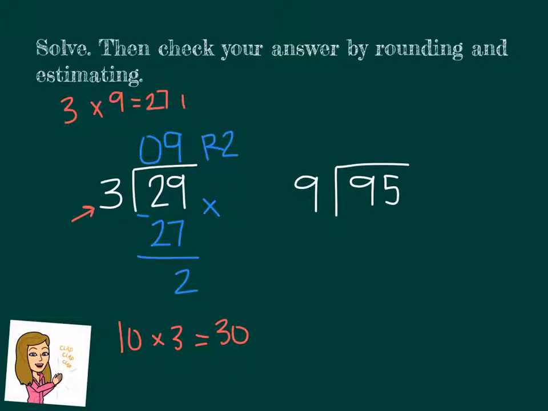And then you add the remainder, which in this case was 2. And that equals 29. How cool is that when you check your work with the remainder? I love it. All right, let's try the next one.